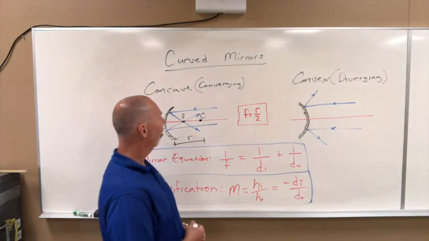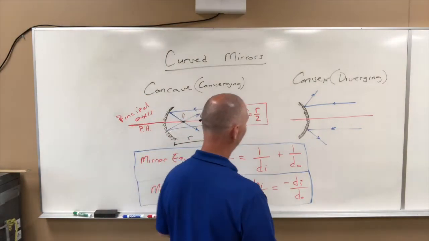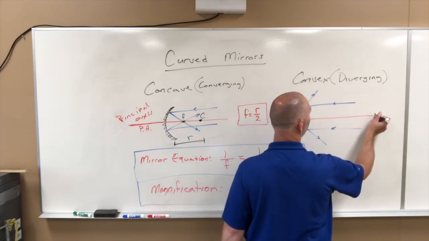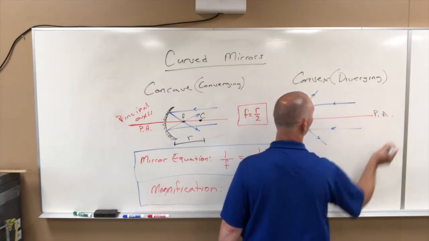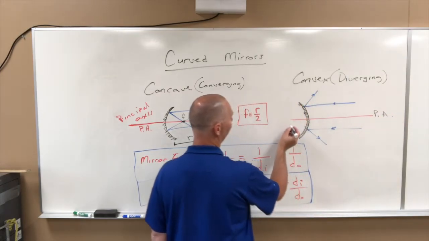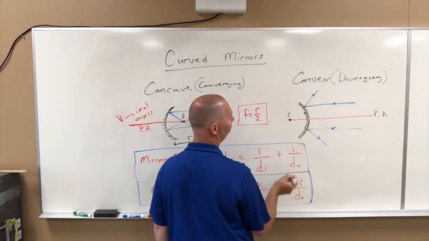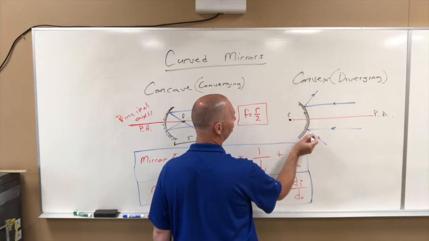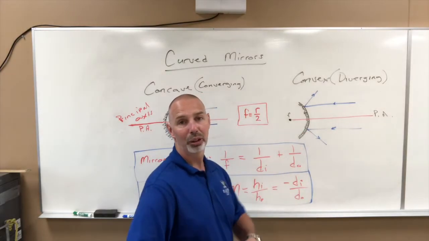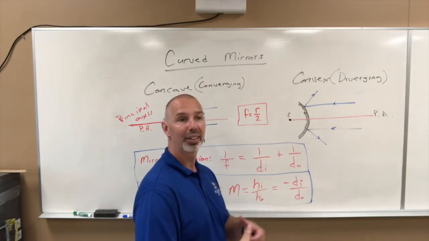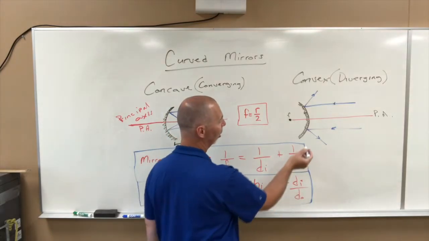All right. The same thing happens over here on this diagram. Again, we've got our red line going through the middle. That would be our principal axis. But now our focal point is on the back side of the mirror. What you would notice is that, just like when we were doing plane mirrors, the reflected rays get projected behind the mirror. Same thing happens here.